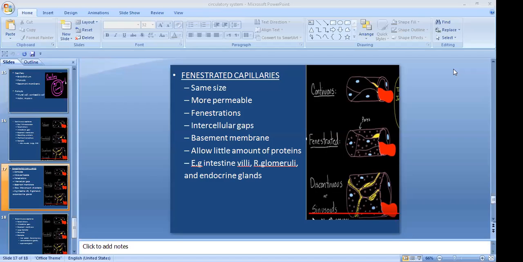So up till now, we are clear that in continuous capillaries, there are no fenestrations, tight intercellular gaps, and a continuous basement membrane. In case of fenestrated capillaries, there are fenestrations, tight intercellular gaps, and a continuous basement membrane. And these fenestrations are covered by the diaphragm. So this is important in case of MCQs.